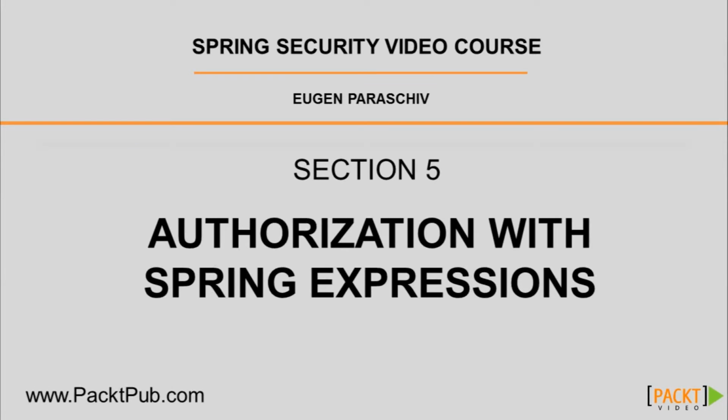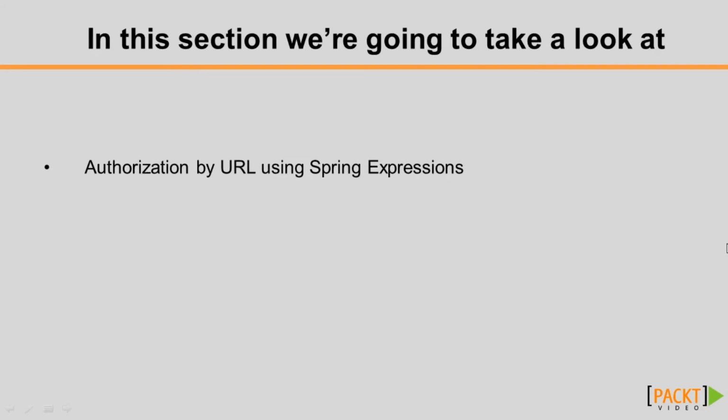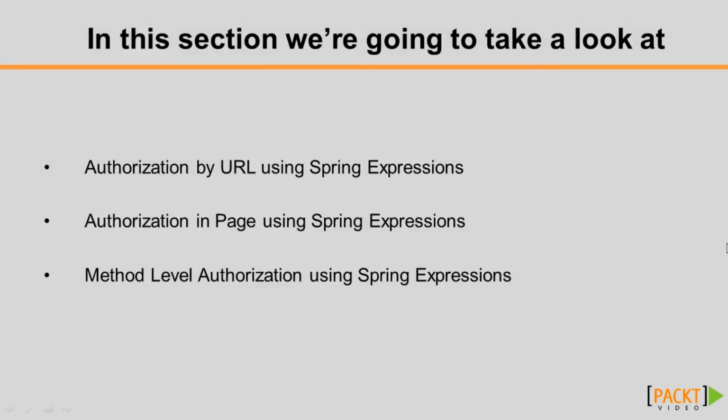In this section, we will focus on authorization. We will discuss and demonstrate practical examples of using Spring expressions in a variety of use cases and scenarios. We will start by securing full URLs using a wide range of Spring expressions. We will then do in-page authorization using the same expressions. And we will finish by using some of the advanced method-level security mechanisms that the framework provides.